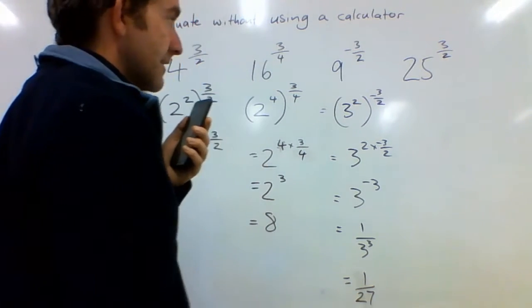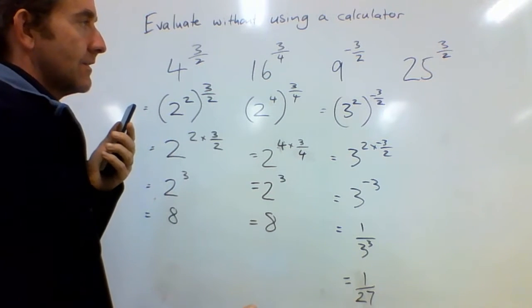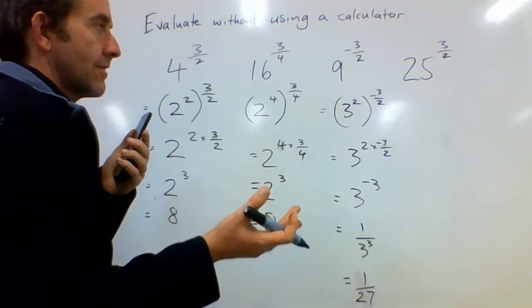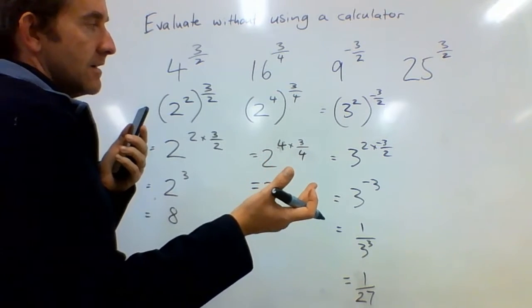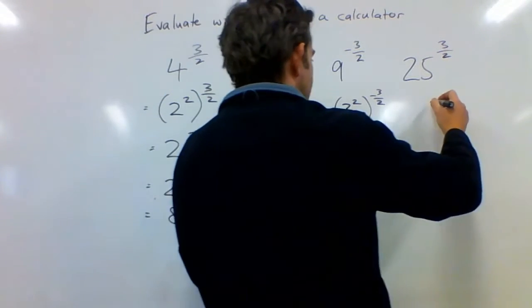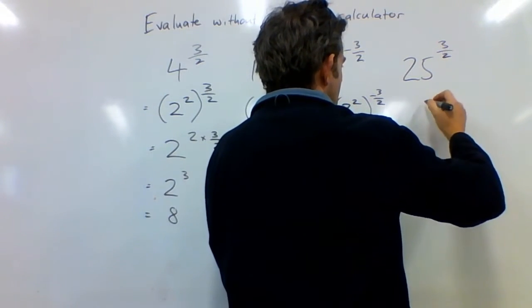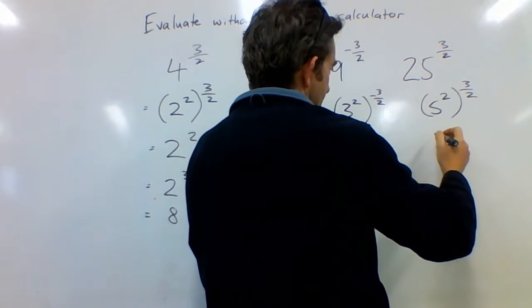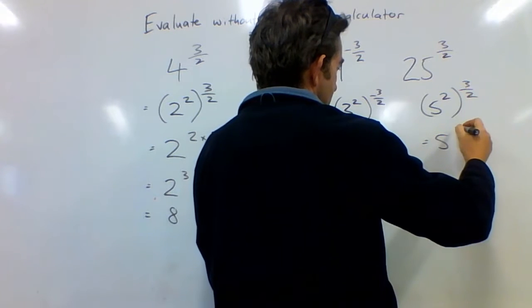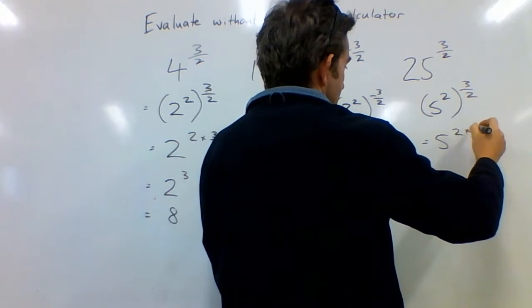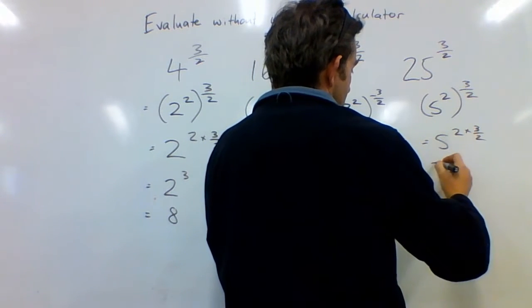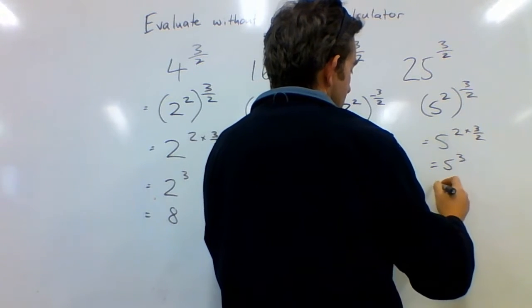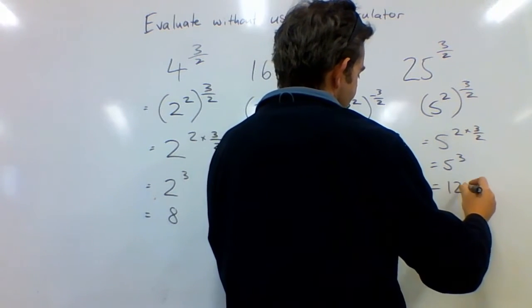And then my last example, 25, we know that that's not a power of 2, it's not a power of 3, it's a power of 5. So it's 5 squared. 5 squared to the power of 3 over 2, and that will come out to 5 to the power of 2 times 3 over 2, comes to 5 to the power of 3, which is equal to 125.